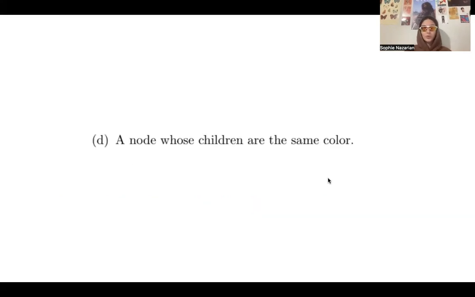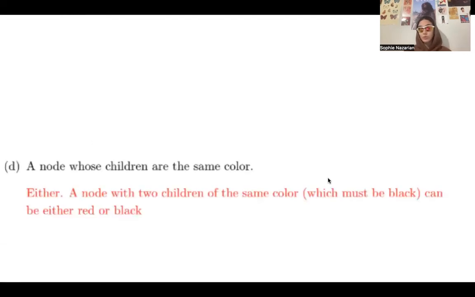What about a node whose children are the same color? Once again, this would be a rule violation. So if two children are both red, it's going to have to be a color flip. So it's going to end up being a black parent node. And there is no restriction on what color the node is going to be when it has two black children. So in this case, the answer is also going to be either.